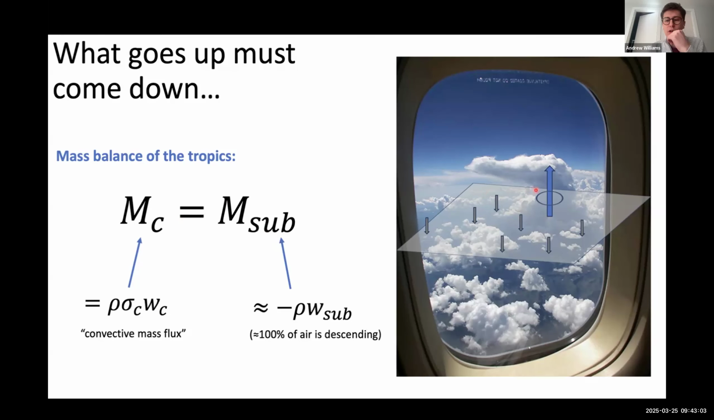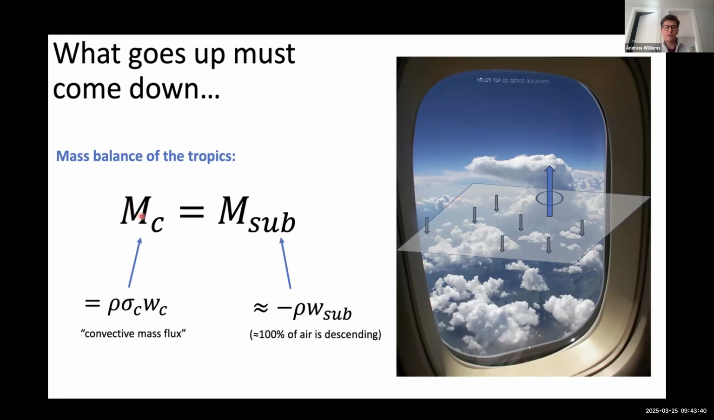So the mass per unit area, per unit time that's being fluxed upwards in these convective towers, that's MC here, must be equal to the mass that's coming down per unit area, per unit time in these gray arrows. So this is the convective mass flux, MC. It's defined as the density of air times this 1% number times the strength of the ascent, and that must be equal to the subsidence mass flux in the clear sky regions. But sigma here is just 1 because it basically covers all of the tropics.